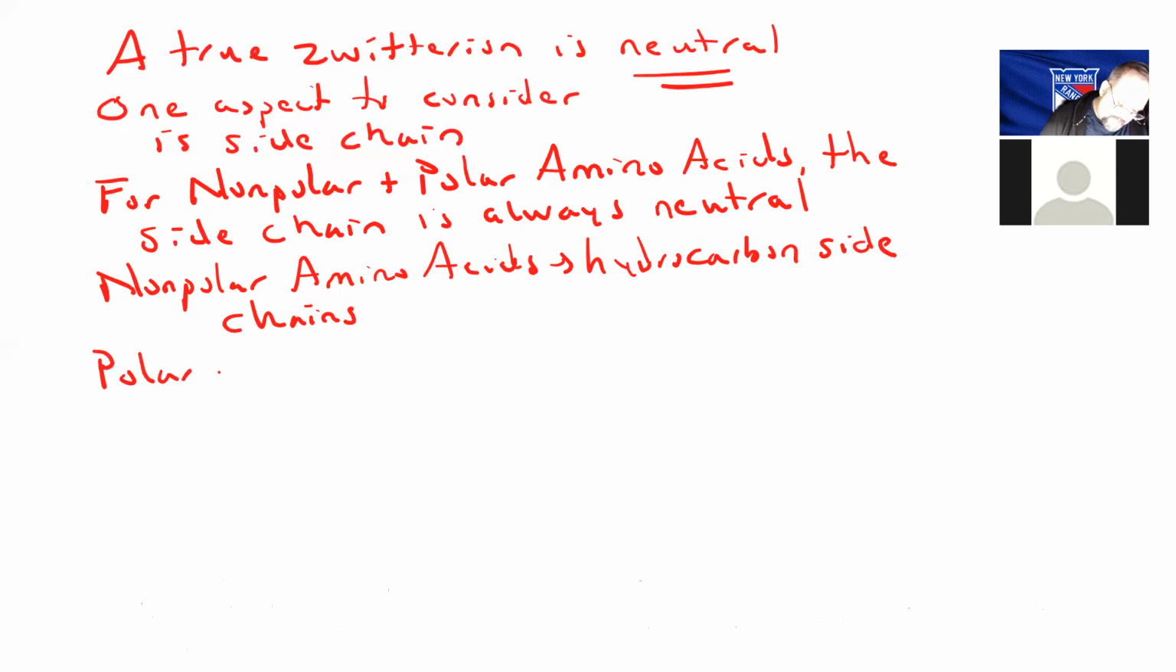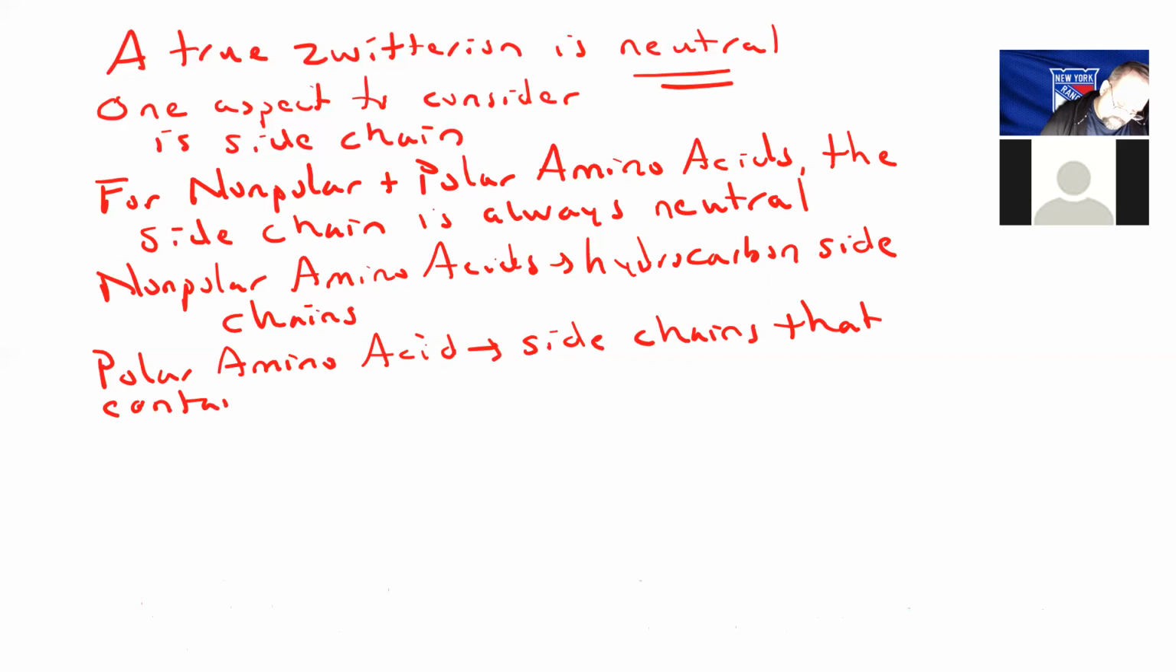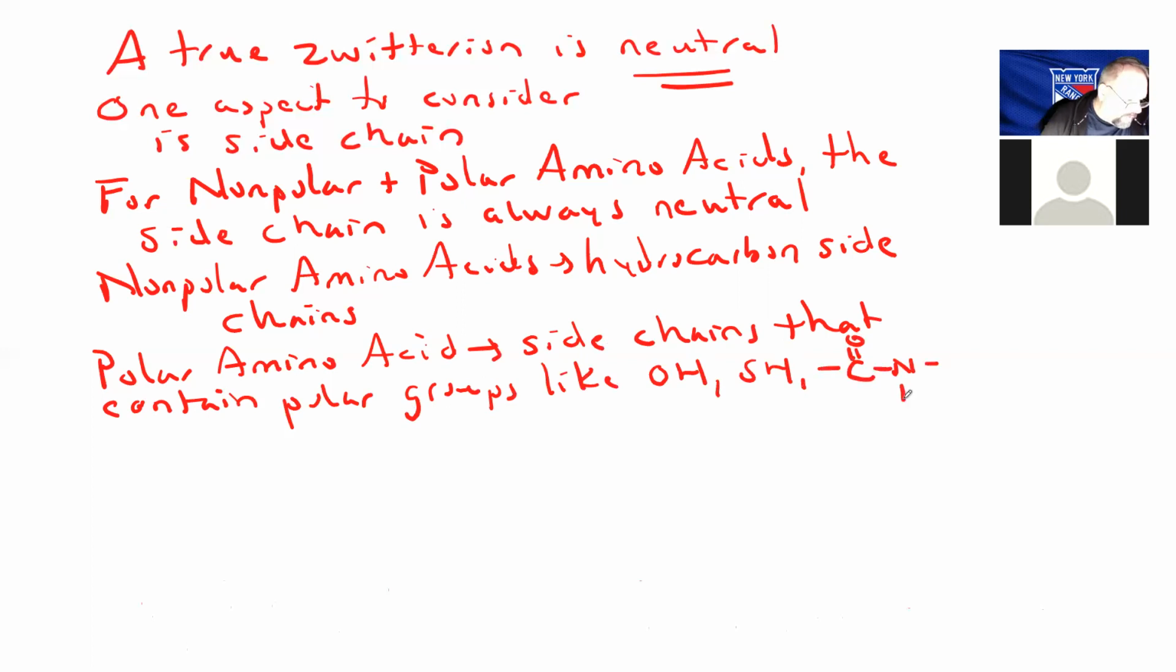For a polar amino acid, you have side chains that contain polar groups like OH, SH, even amide falls into this category as well. Those are the main ones that fall into the category. But again, no matter what the pH is, these side chains are always neutral.